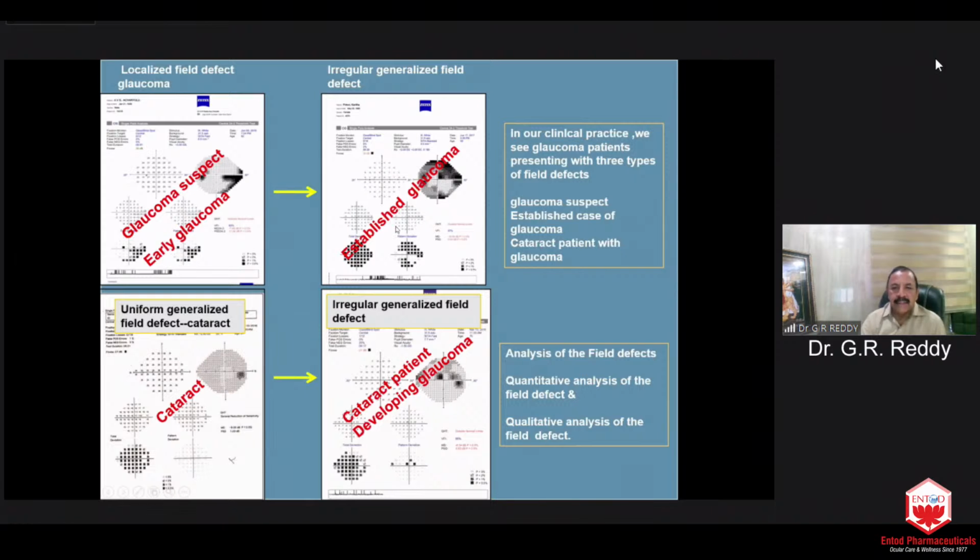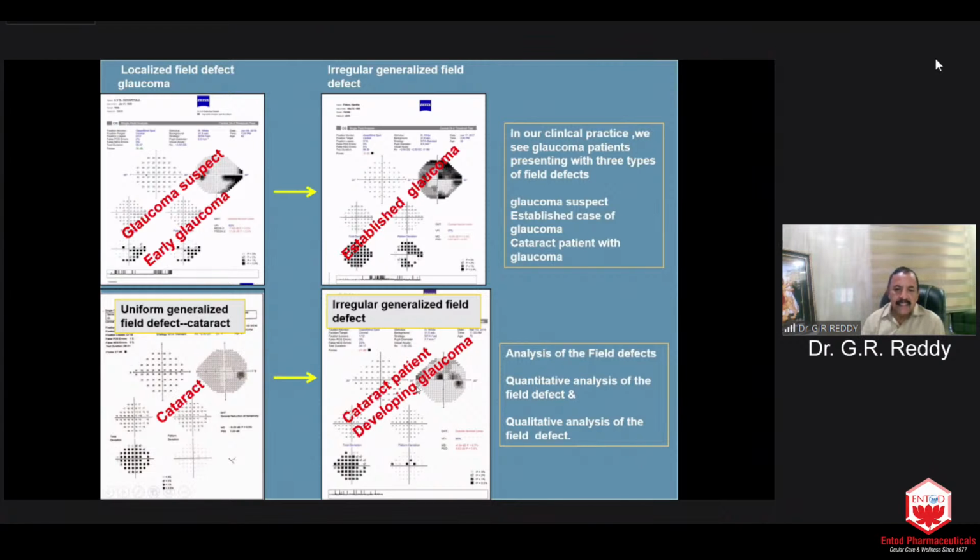In an established case of glaucoma, the interpretation is to set the target IOP. To decide the target IOP, we have to know the location of the field defect, the extent of the field defect, the depth of the field defect, the direction of progression, and the foveal status. All these things we have to assess and set the target IOP to arrest progression, whether it is vertical progression, horizontal progression, or onset of new field defects.